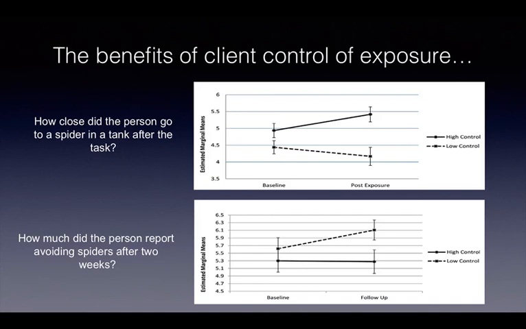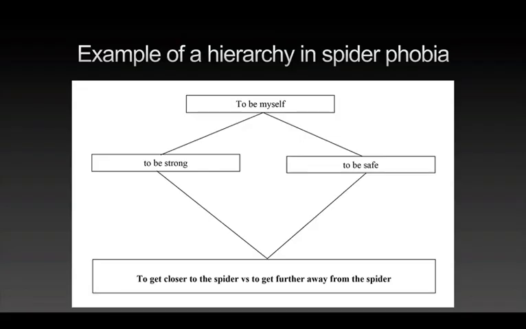And what you find is that the benefits of exposure only came to those participants who could control their exposure. These were people that got closer after doing the task, and 2 weeks later they had less avoidance of spiders. So control is critical. Where does the hierarchy and the levels come in?